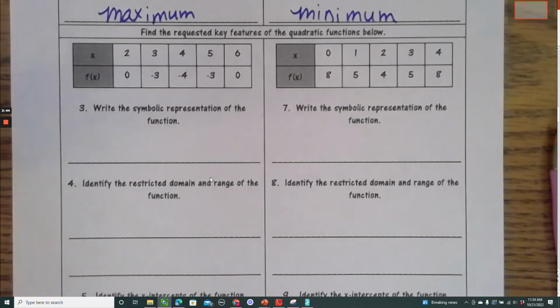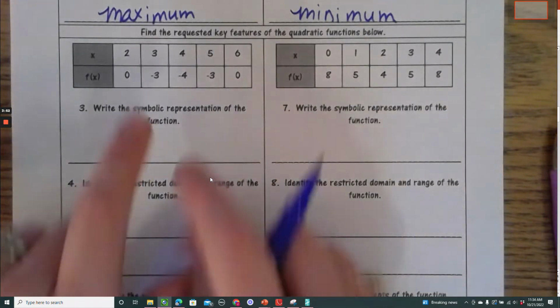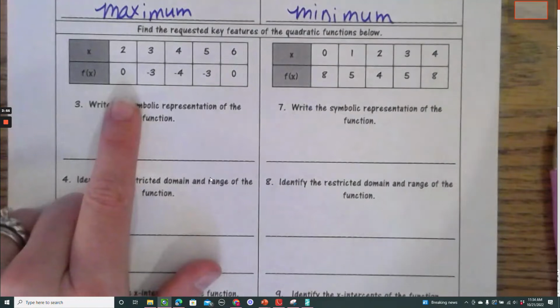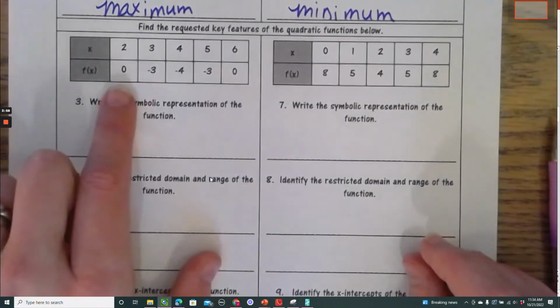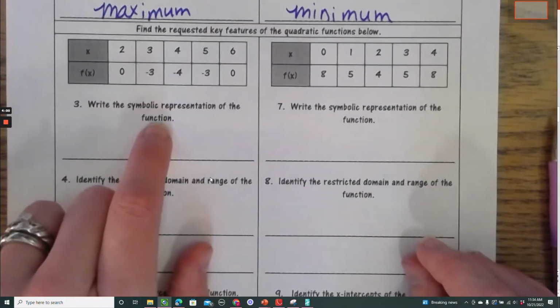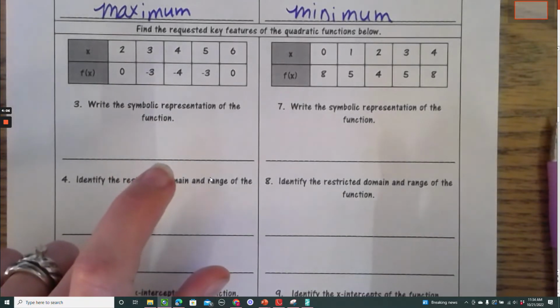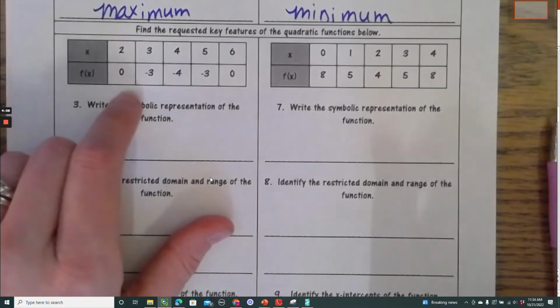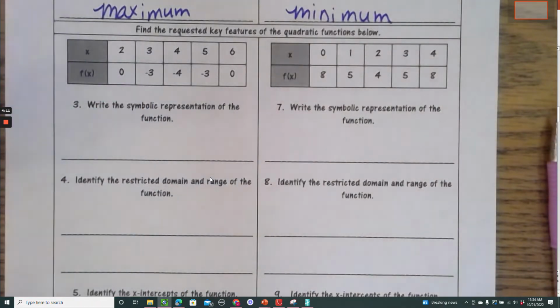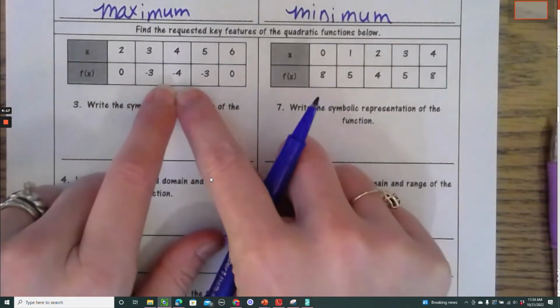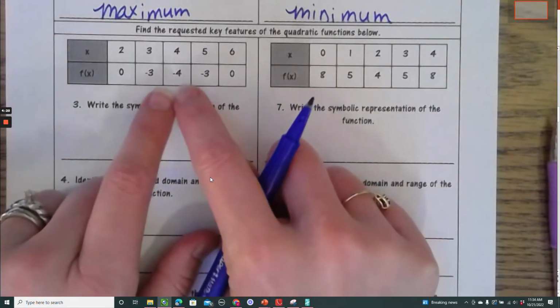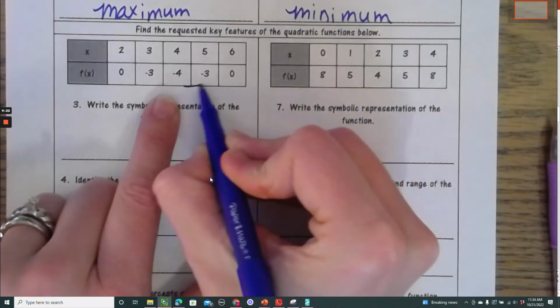So these tables are pretty straightforward when it comes to writing the function. The first thing is to identify the vertex, okay? So what you do is you look at the y values, okay? What you're looking for is a minimum or a maximum point. Do we have that in this table? Yes. What is it? No, the y's. Do we have one number that stands out as smaller than the rest or bigger than the rest? -4, right? From this point, all the values increase.